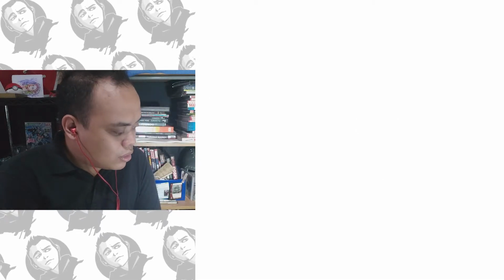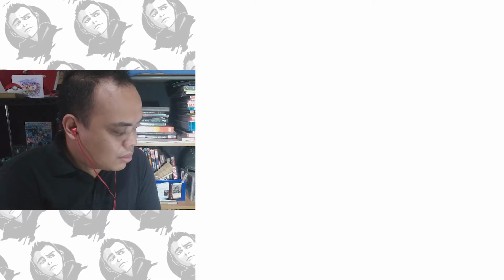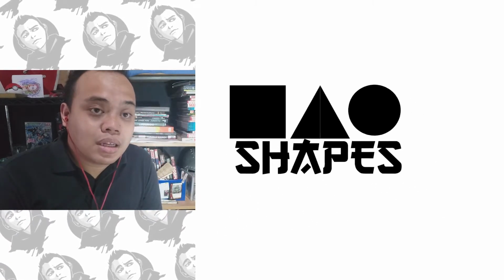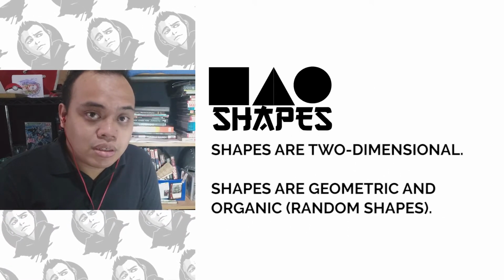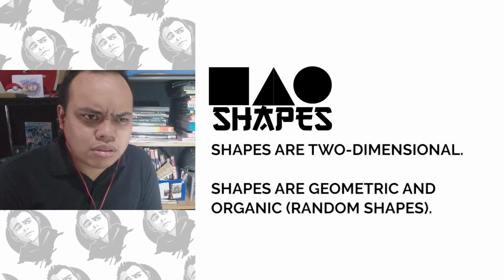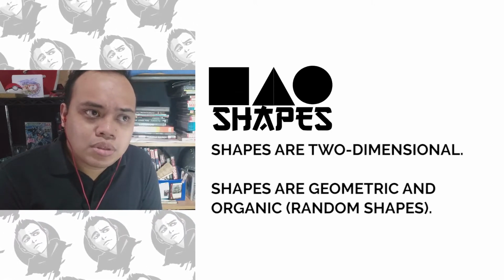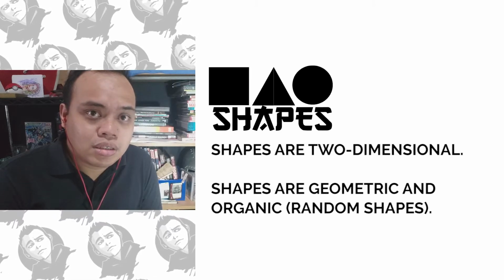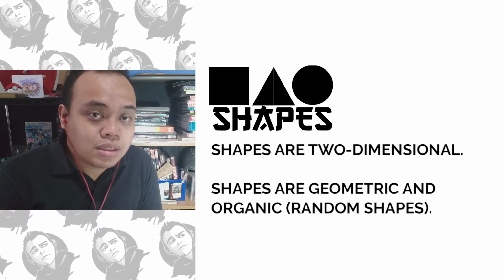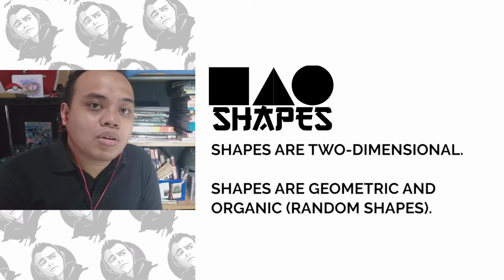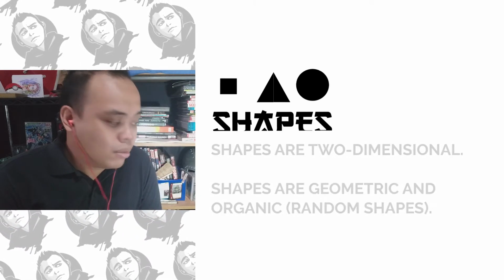Then we have your second element, and that is shape. Shape can come in many types and sizes. You have your geometric shapes, your circles, your squares, your rectangles, and also some shapes which are organic. These are shapes that cannot be distinguished, but you know they are forming something. Shapes are normally in two-dimensional form.